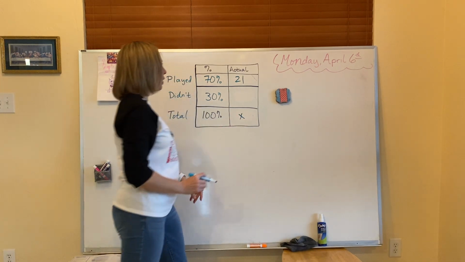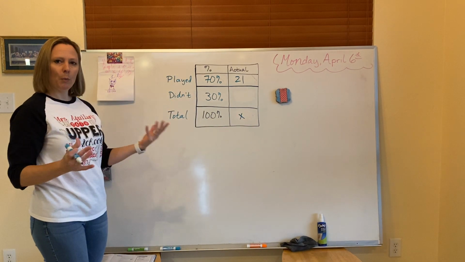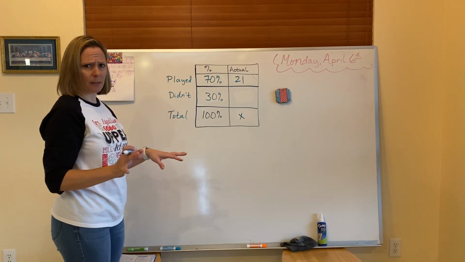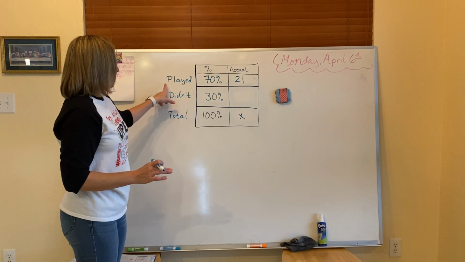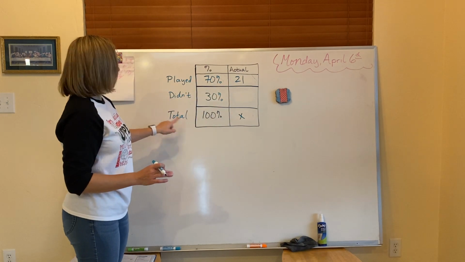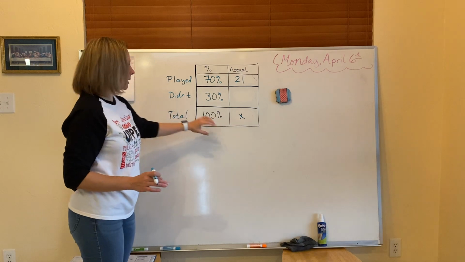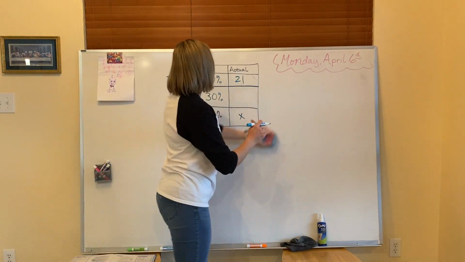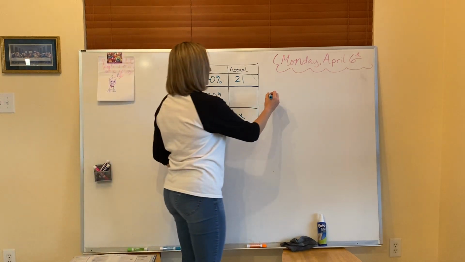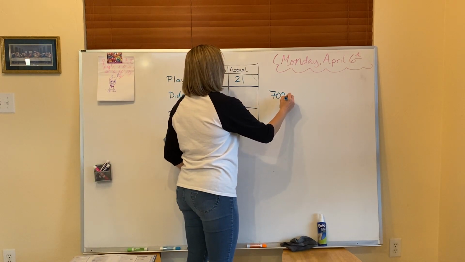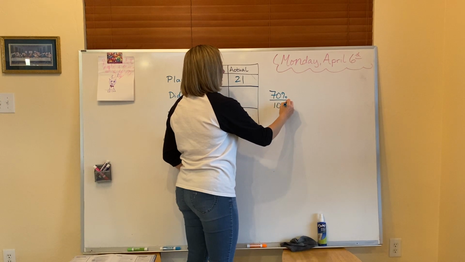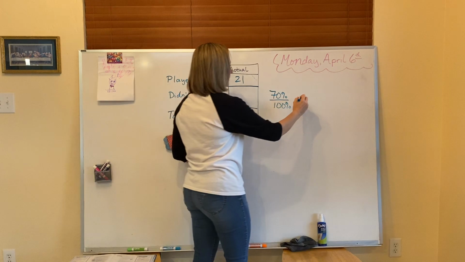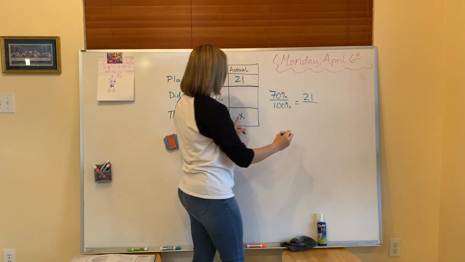Now we're looking for the total number of members on the team. What proportion would we set up? We just need to set up a proportion. We don't need to solve. We've got this column, and we're looking for a number in this column. So we're going to use these two columns, or rows, to solve. So we've got 70% is to 100% as 21 is to X.